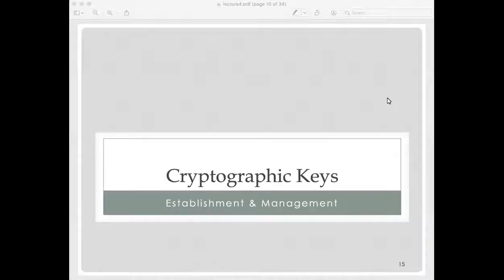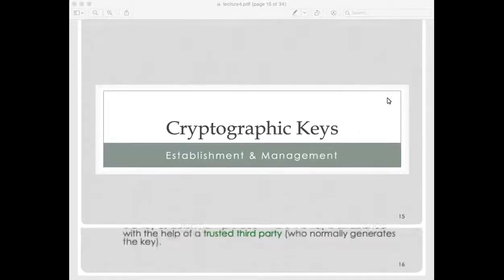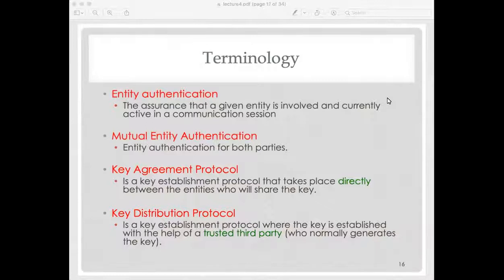So now we will talk about cryptographic keys, how you establish them, how you manage them, what happens, and all that kind of stuff. So there is a set of terminologies that we would use, like entity authentication, for example. Entity authentication, and sometimes you want to use cryptography to basically know that you're talking to a specific entity right now in its life.